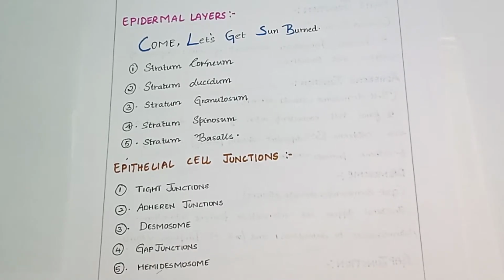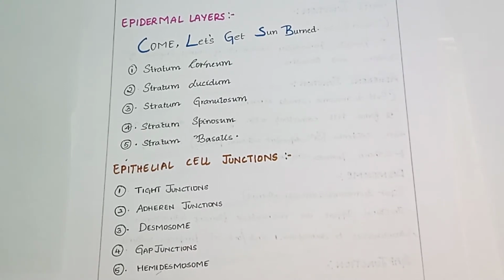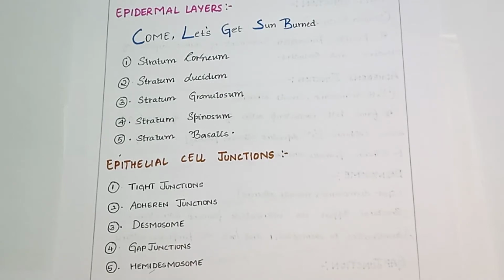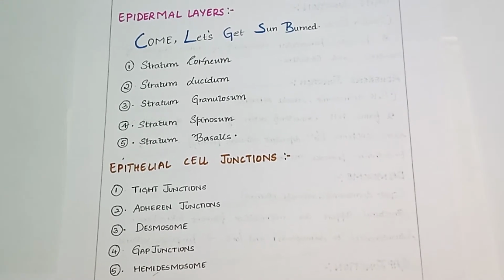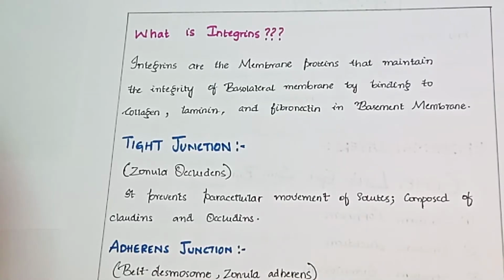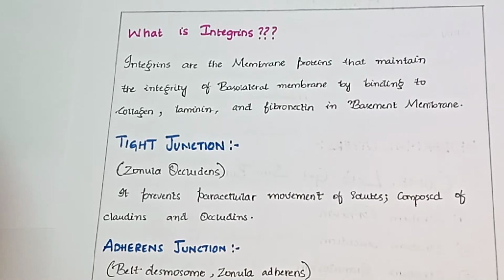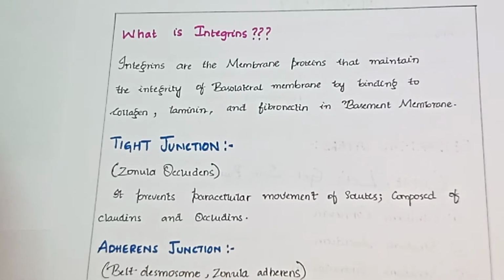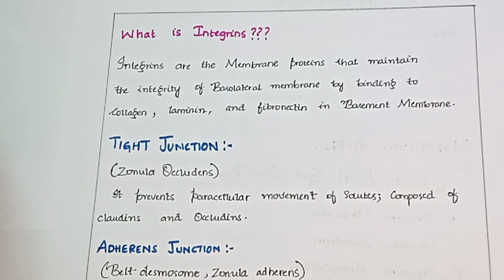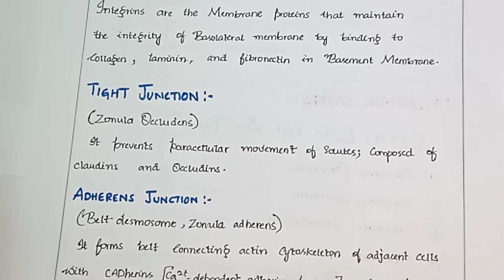Now, let us see epithelial cell junctions. There are 5 cell junctions: tight junctions, adherent junctions, desmosome, gap junctions, and hemidesmosome. What are integrins? Integrins are membrane proteins that maintain the integrity of the basolateral membrane by binding to collagen, laminin, and fibronectin in the basement membrane. Now, let us see the epithelial cell junctions one by one.